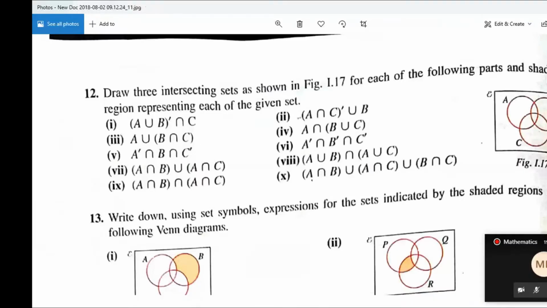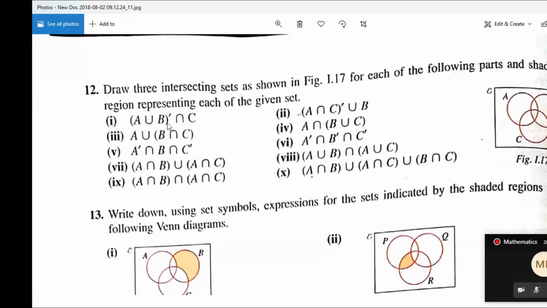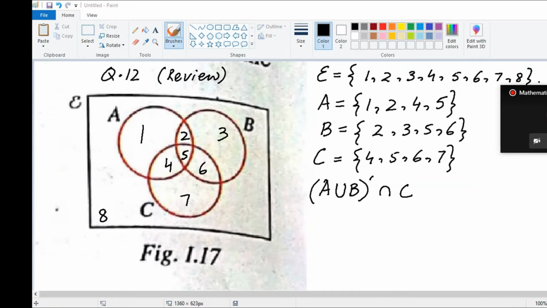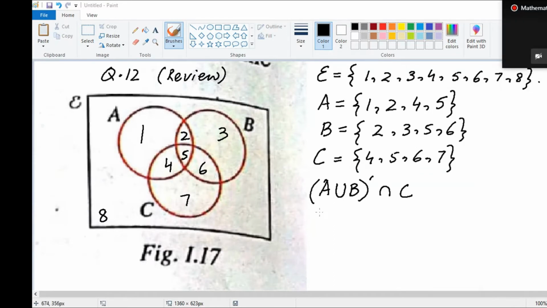In the question, it was mentioned that first of all, you need to find out (A union B) whole complement intersection C. I'm going to solve this in front of you guys. So what I'm going to do is find out A union B first.